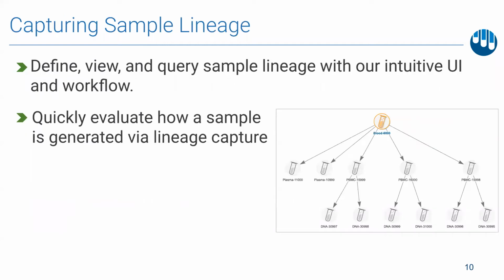In order to understand the context of how a sample was generated, Sample Manager also provides a mechanism to capture the lineage or hierarchy of samples. For example, if you receive a sample into the lab and immediately aliquot or process it, you can capture the original sample as well as the samples that have been derived from it. Additionally, scientists can quickly evaluate and interrogate the lineage graph to view how a sample was generated.